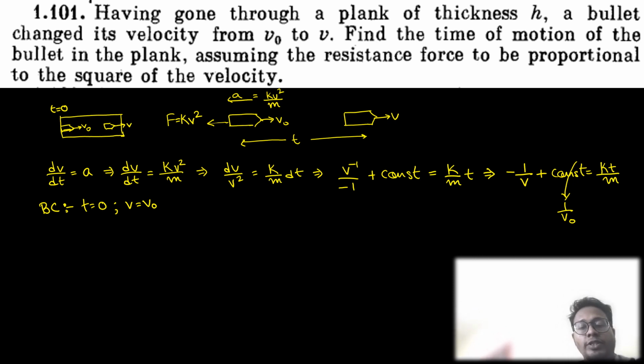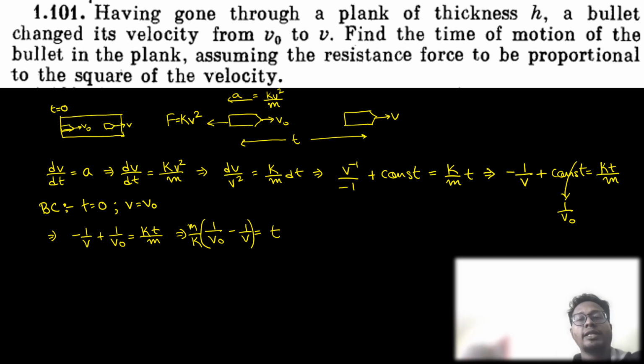So our equation of velocity becomes minus 1 by v plus 1 by v naught is equal to kt by m, or 1 by v naught minus 1 by v is equal to kt by m, or t is equal to how much? t is equal to m by k. I just send the k by m to the left hand side. t is equal to m by k times (1 by v minus 1 by v naught). So this is the answer.